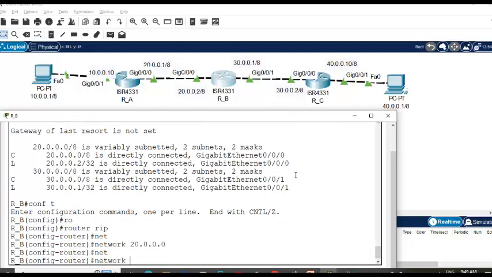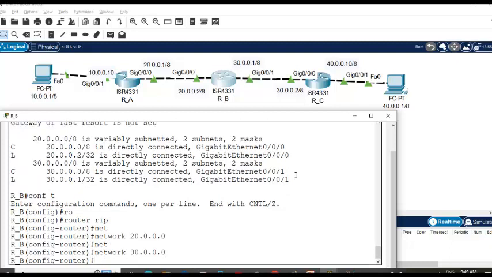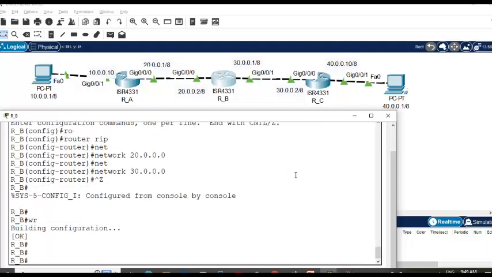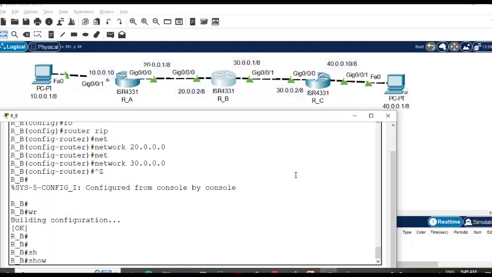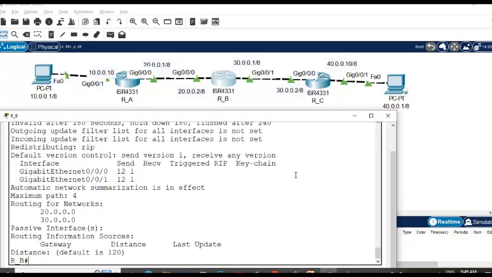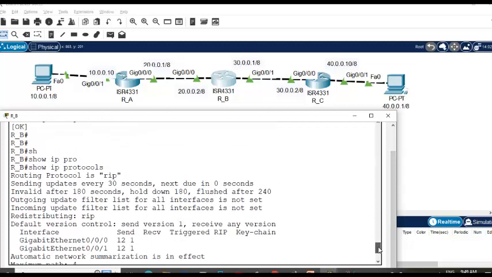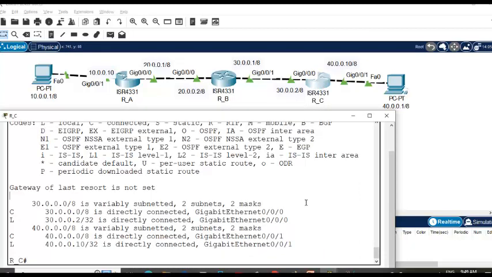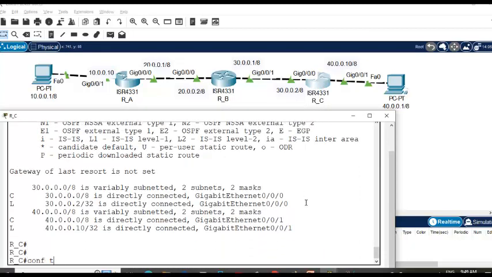Now go to this computer here and try pinging the computer on the right. This is the computer on the left, you see, 10001. I'm trying to ping 40001. You see, I'm able to ping. You are getting reply, 100% is successful.